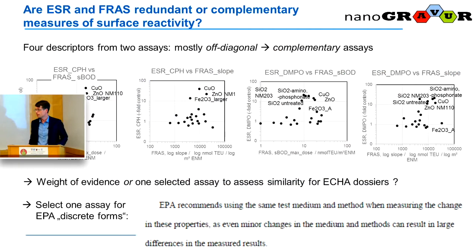But then if I read the guidance on the ECHA discrete forms, it just says, and very correctly so, you should use the same method when measuring the change in properties. That's exactly what I would do here. Just pick one and compare similarity of different forms. So again, methods are available and it can be done. However, none of this is really standardized or commonly accepted. That is certainly a challenge.